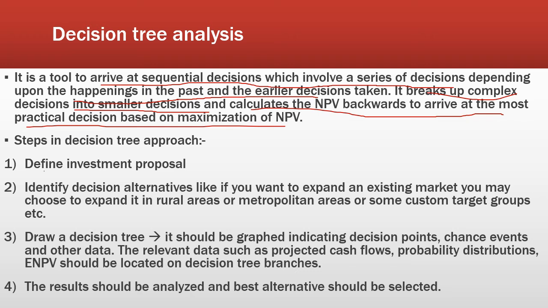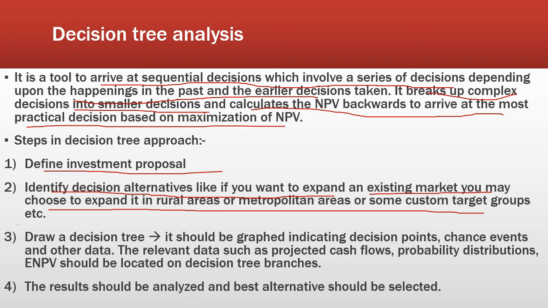So at first you have to define the investment proposal. Why do you want to invest? And what is the initial cost and everything. Identify decision alternatives, like if you want to expand an existing market, you may choose to expand it in rural areas or metropolitan areas or some custom target groups, etc. So decision alternatives: where do you want to expand your market, or where do you want to invest?